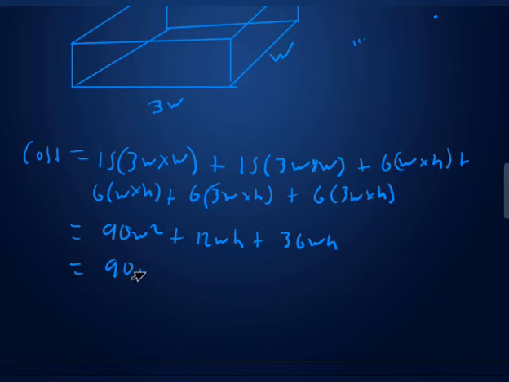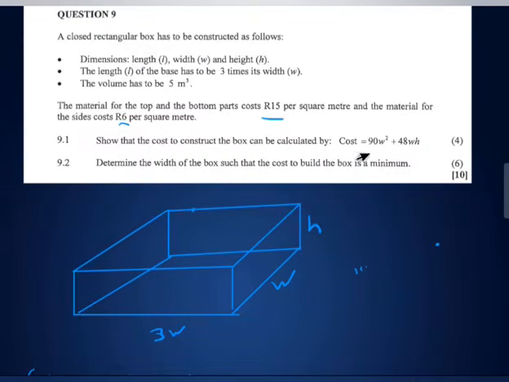So this is 90W squared, and then this is going to be 36 plus 12, which is 48WH. So that is the cost. Let's see if it is the same. And boom, it is the same. So we got the cost. Now let's deal with the last question.